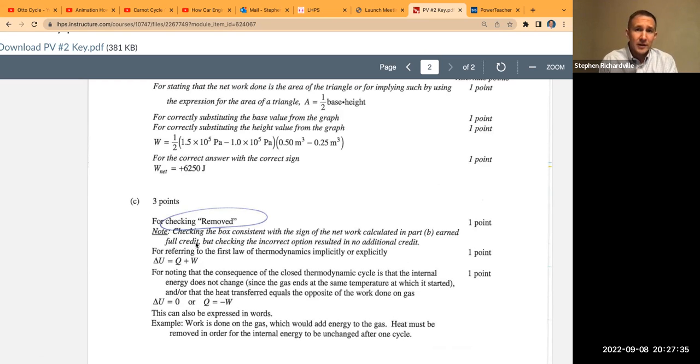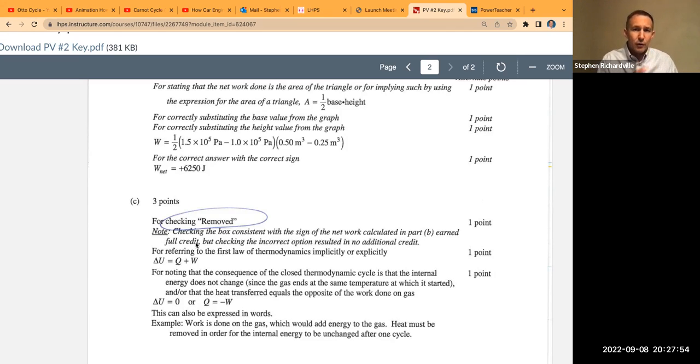Is work positive or negative? If work is positive, because I was going counterclockwise, then I must have lost heat in the whole process, negative Q, the same number as the positive W, to end up back at the same internal energy, to have a delta U of 0. Does that make sense?